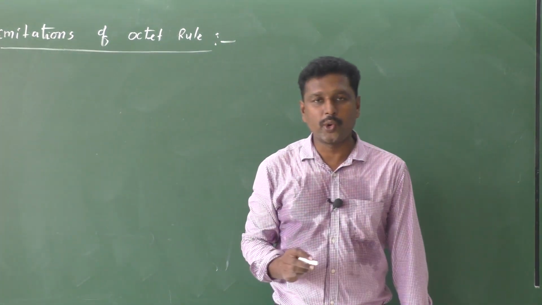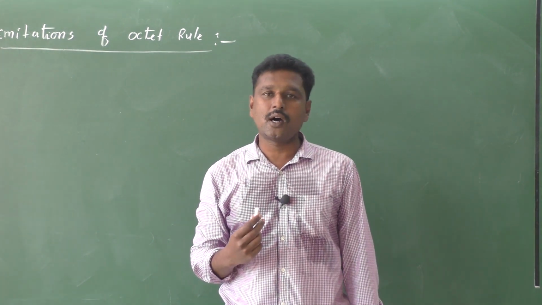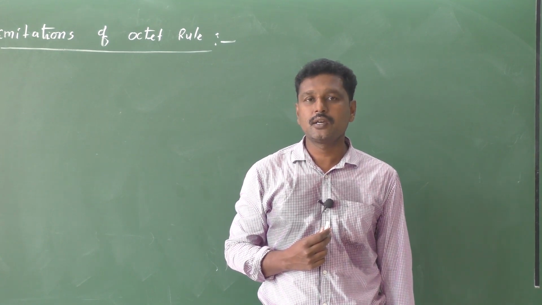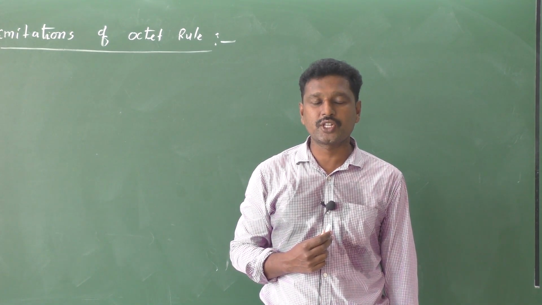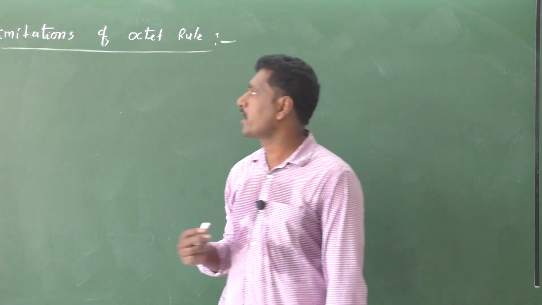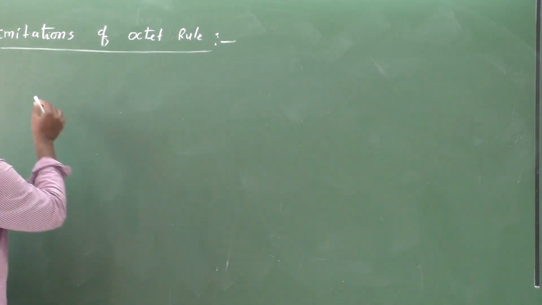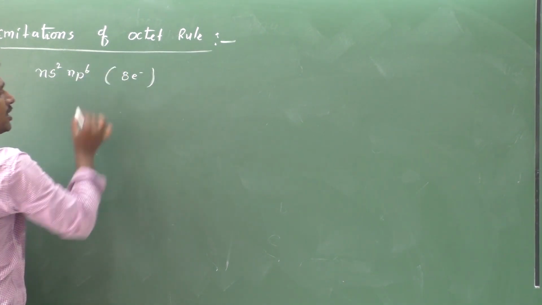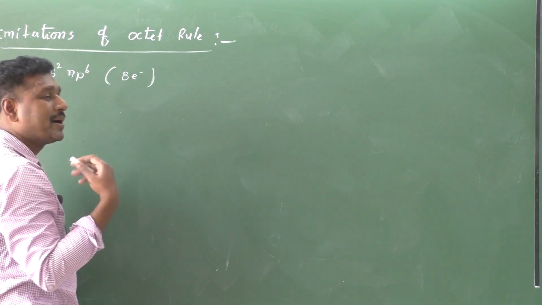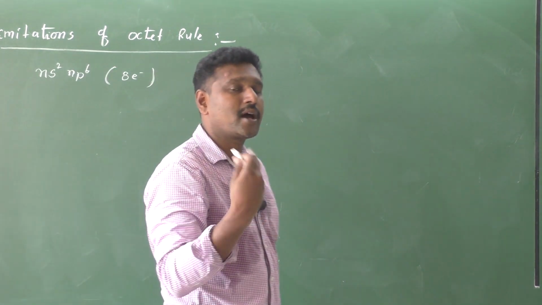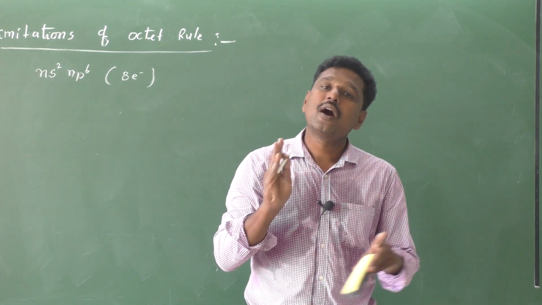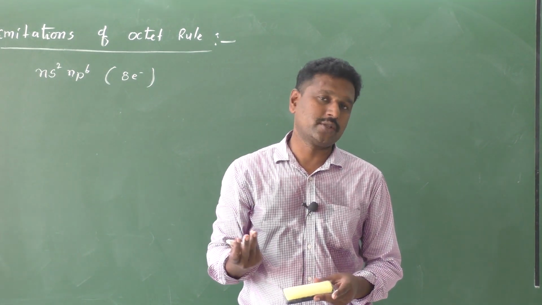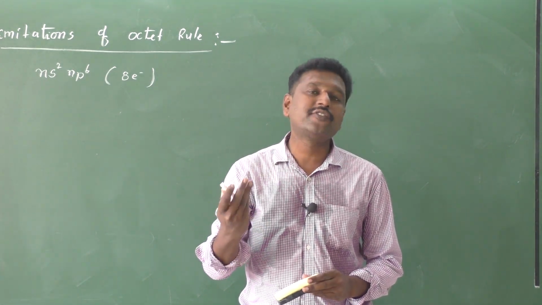According to the octet rule, if an element has 8 electrons, or ns2 np6 configuration, in the outermost shell, that is considered a stable electronic configuration, or inert gas configuration. But some elements have fewer or more than 8 electrons in the outermost shell, and they are still stable molecules. That is the limitation of the octet rule.